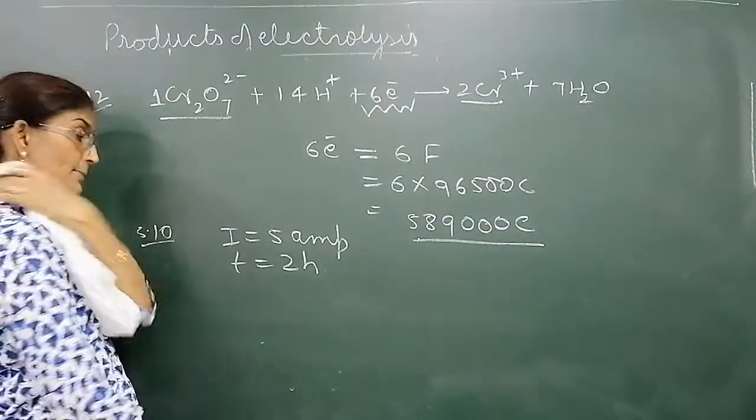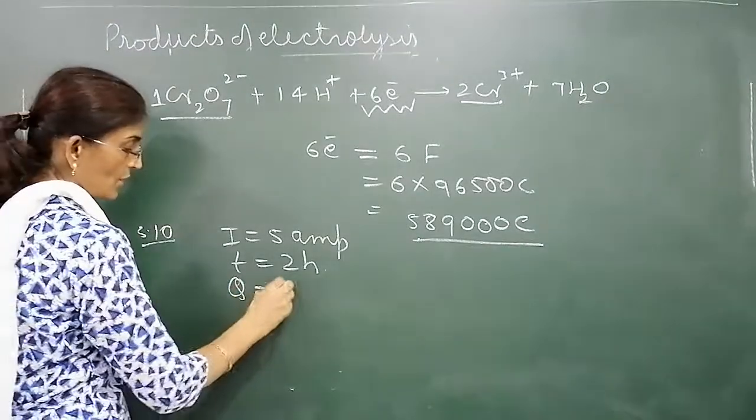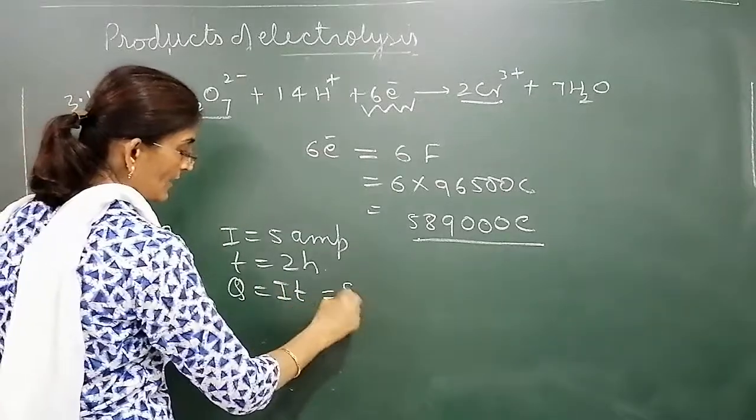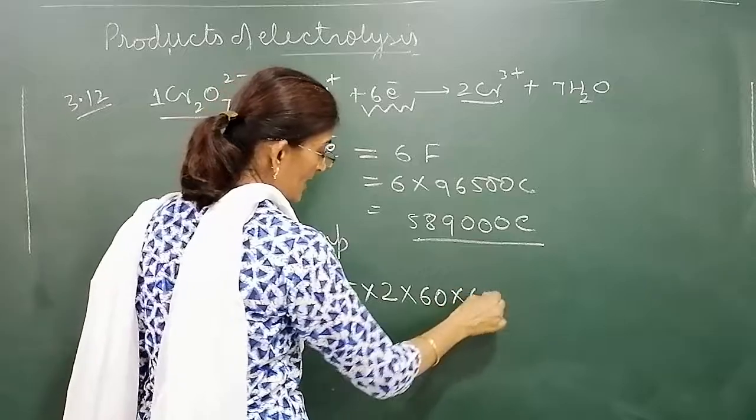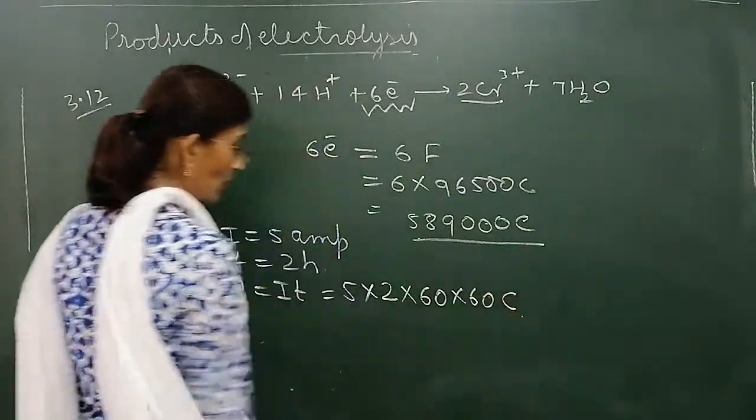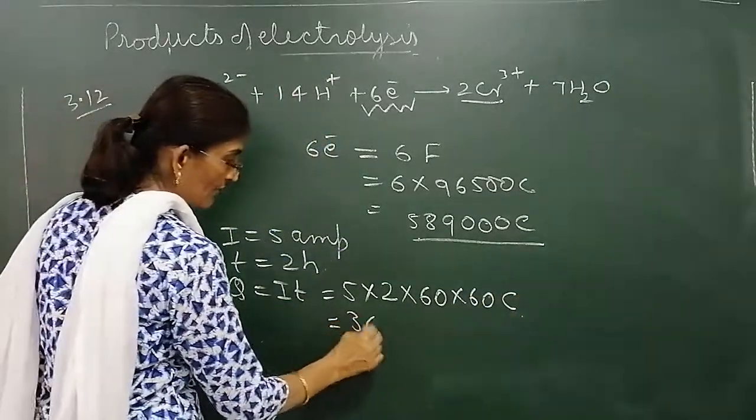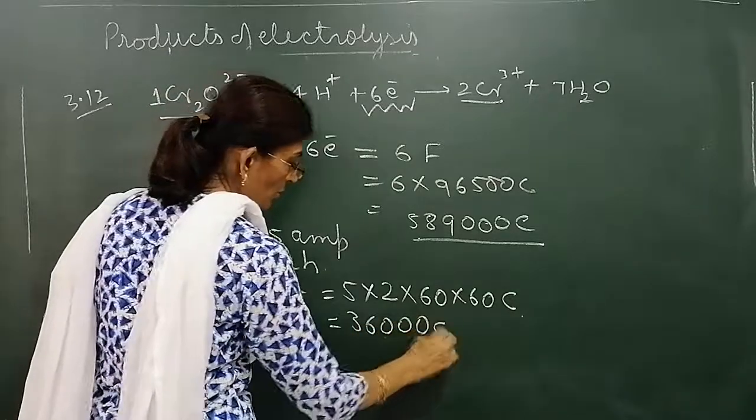How will we find it? First, find out Q. Q equals I T. What is I? 5. T is 2 into 60 into 60, because time should be in seconds, then only it will be in coulomb. So if we multiply these, we have 36000 coulomb.